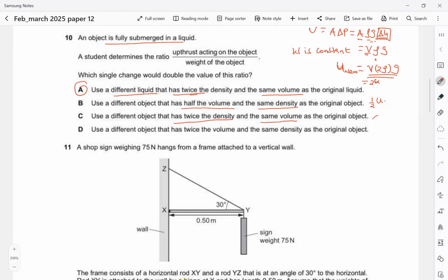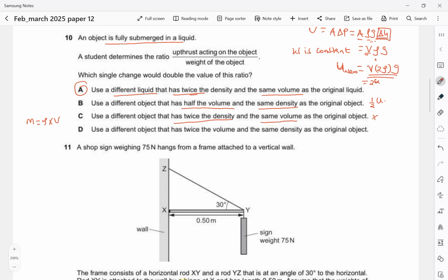Therefore, this will not actually double the upthrust, because when it has twice the density and the same volume, it means the mass has changed, because mass equals density times volume. So you have changed the weight. In a nutshell, you have changed the weight. Therefore, the ratio is not going to be doubled, because you have actually increased the weight. So there is no way you'll be doubling the upthrust.